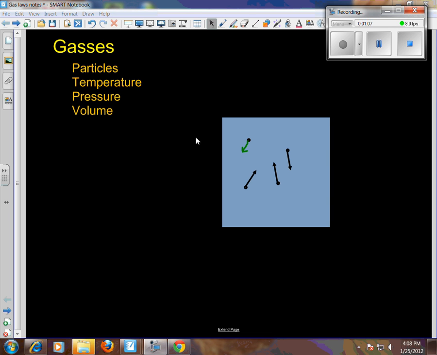The other thing that we have to consider about gases is pressure. And on the next slide, we're going to talk about what pressure actually is. We also have to consider the container that they're held in. And so as we go forward and we start talking about pressure, to give you a little idea of what pressure actually is.